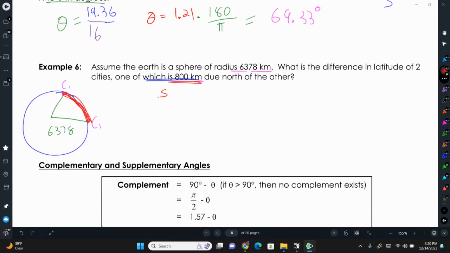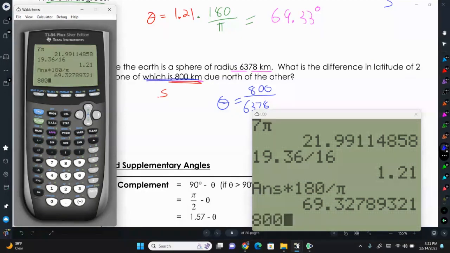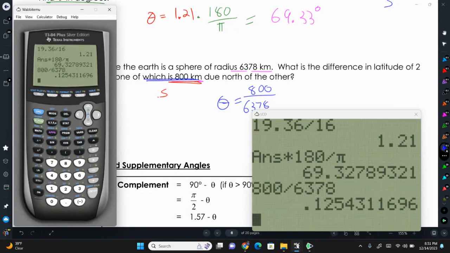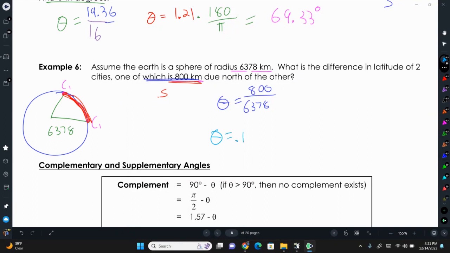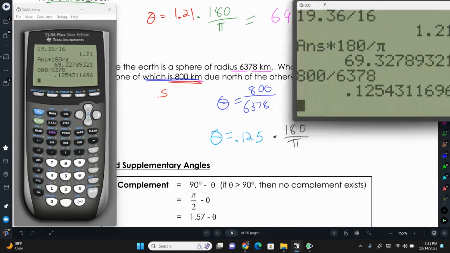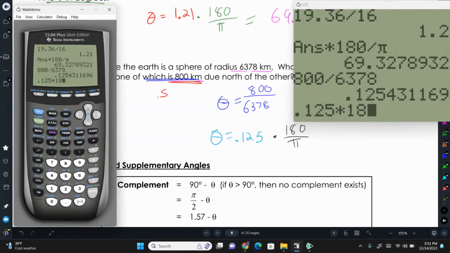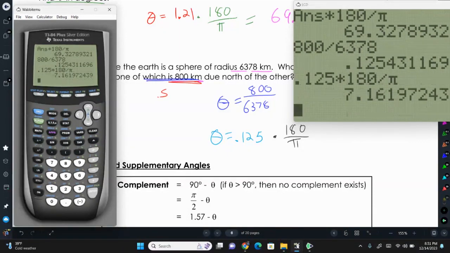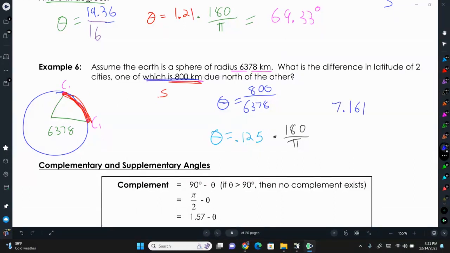It says, what is the difference in latitude? And we know that latitude and longitude is measured in degrees. So theta is equal to the S value of 800 over the radius. So if we type that into the calculator, 800 divided by 6,378, we get 0.125 radians, and then we take that and multiply that by 180 over pi. So 0.125 times 180 divided by pi, and we get 7.161 degrees. So that is the difference in latitude between the two cities.